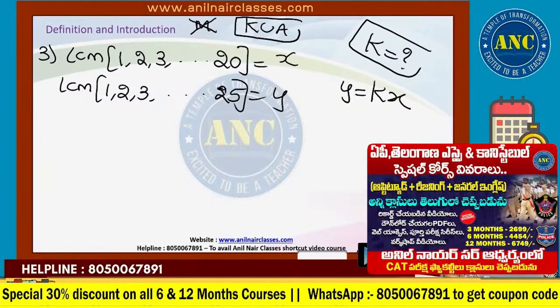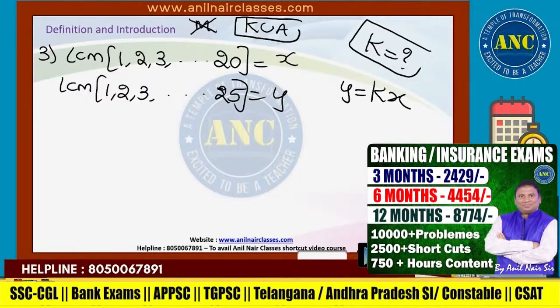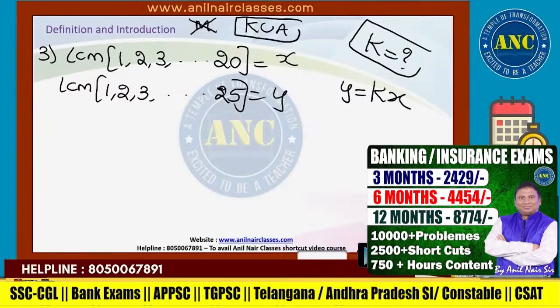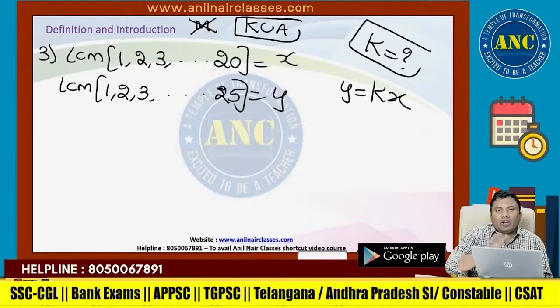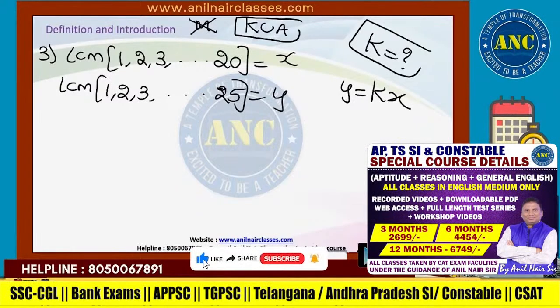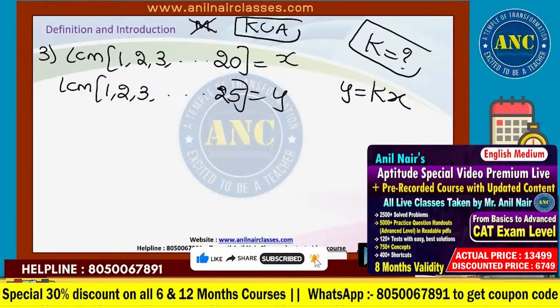Question: LCM of 1, 2, 3 till 20 is X. LCM of 1, 2, 3 till 25 is Y. Y is Kx. Find the value of K. The problems which I am explaining right now, you will not get the structure in any of the books. That's the reason, listen carefully. Method 1.